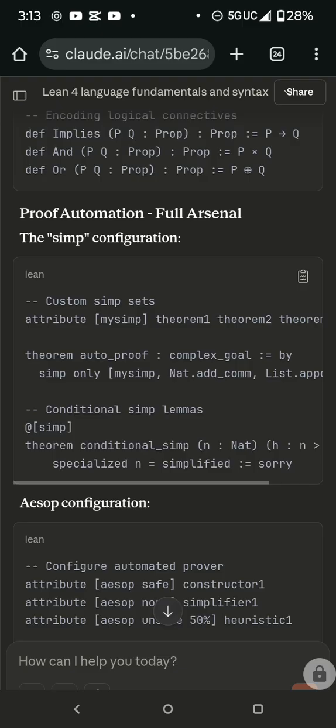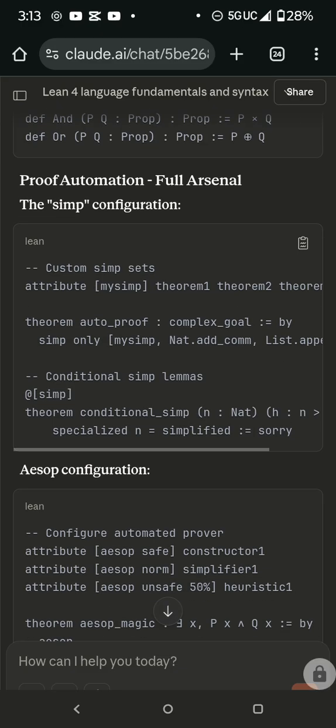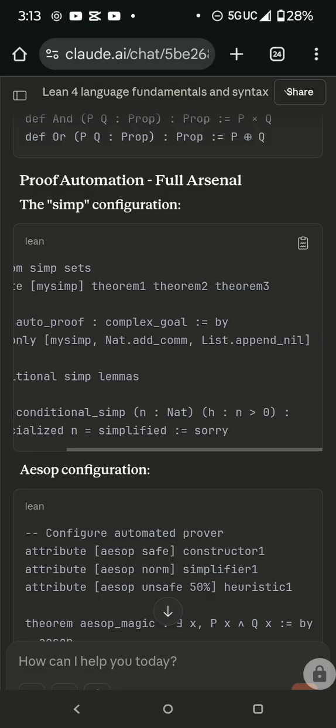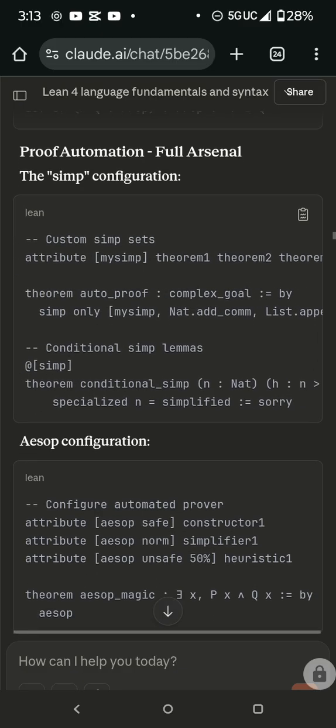That's what we've been focusing on a lot. Full arsenal tells us the simp configuration. Well, we have custom simp sets. Theorem, auto proof. To what extent is a real quasi-auto proof even possible?